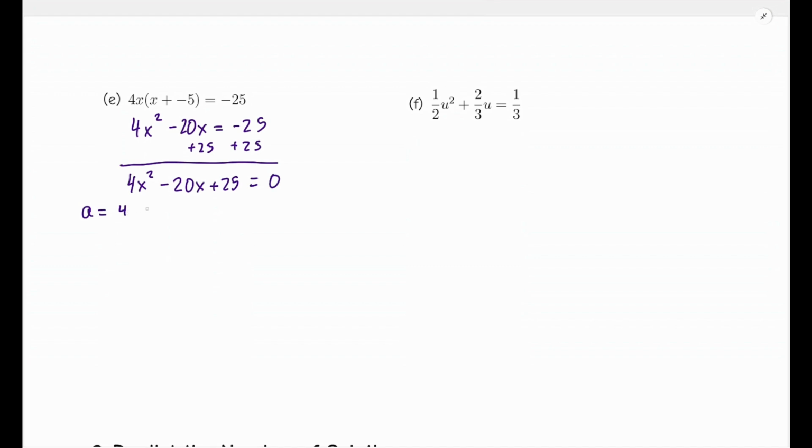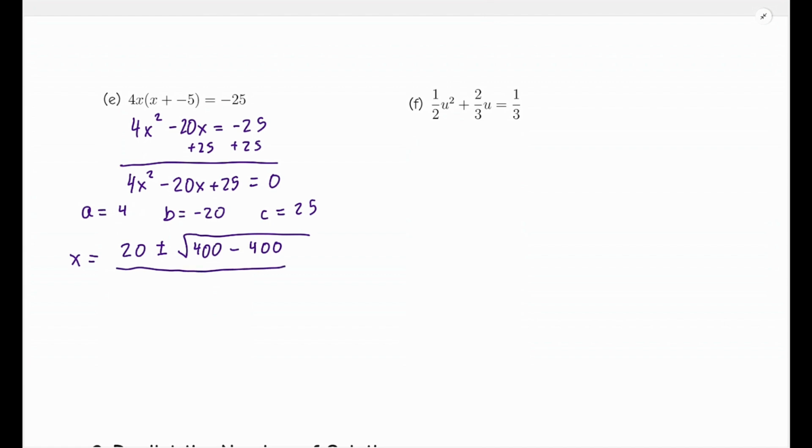So A is equal to 4, B is equal to negative 20, and C is equal to 25. So X is equal to negative B, which is 20, plus or minus the square root of B squared, which is 400, minus 4 times A times C, which is also 400, all over 2 times A, which is 8, which gives us 20 over 8, because the 400 minus 400 is 0, so it just cancels out, and reduce our answer by 4, we get 5 over 2. So our answer is 5/2.